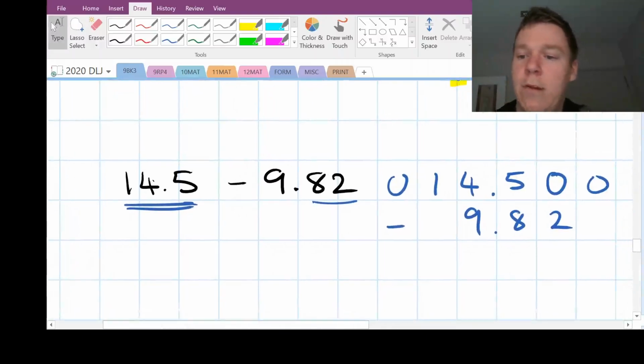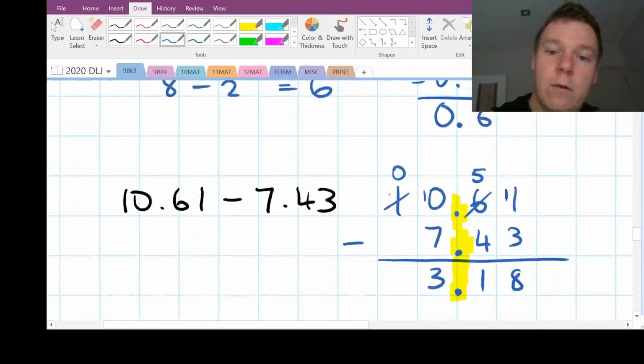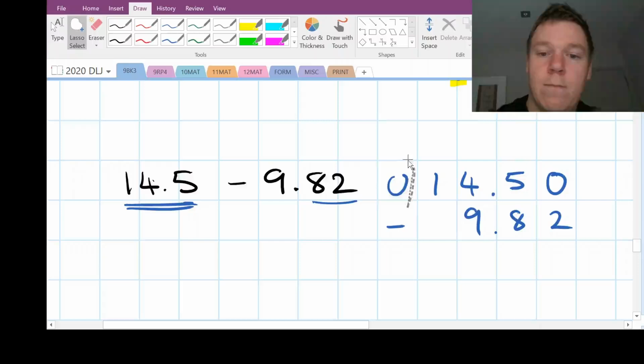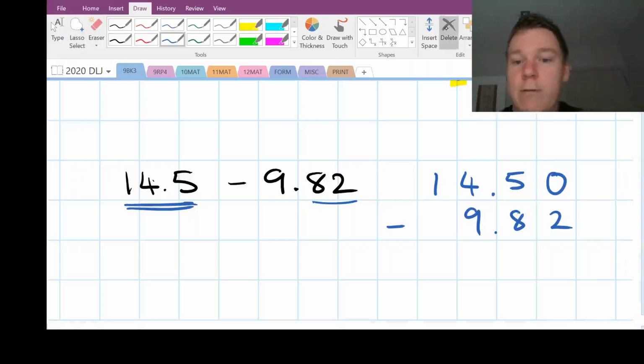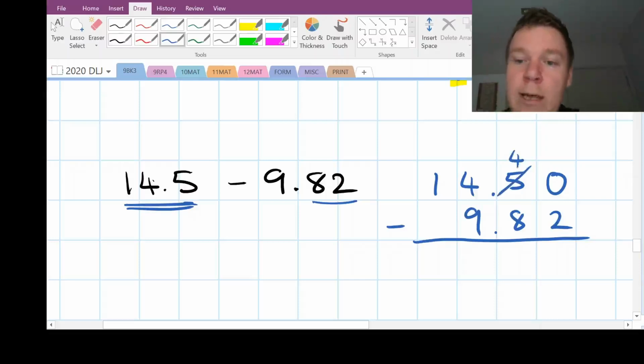Okay, but we don't actually need that 0 or that 0. We'll just delete it that way. Circle it. Alright, so 0 minus 2 won't go. We've got to cross that out, make it a 4, bring 1 across. 10 minus 2 is 8.